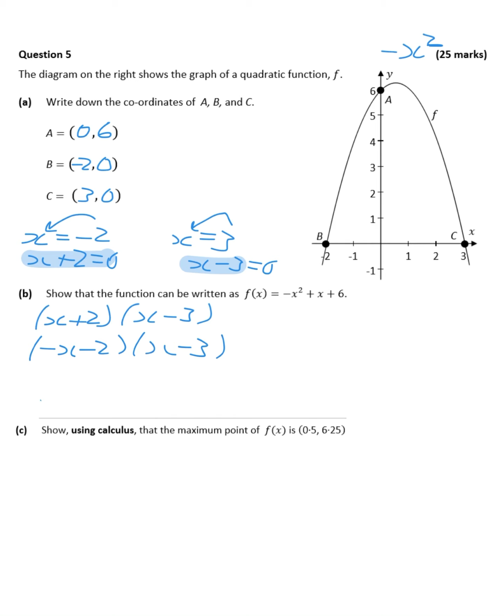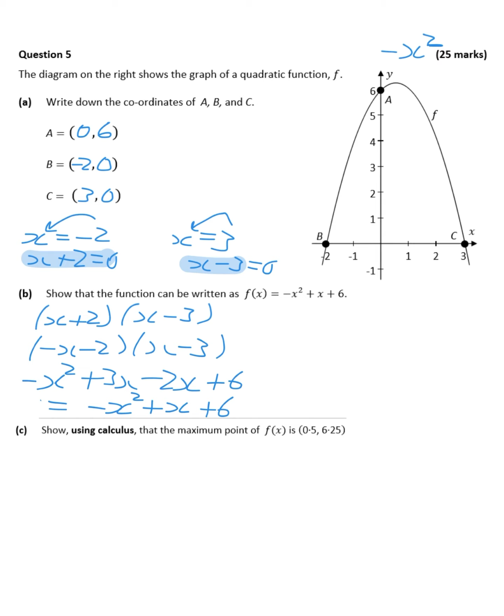So now let's expand it. Minus x times x will be minus x squared. Minus x times minus 3 will be plus 3x. Minus 2 times x will be minus 2x. Minus 2 times minus 3 would be plus 6. So this now would be equal to minus x squared plus x plus 6. Okay, exactly as they wanted.